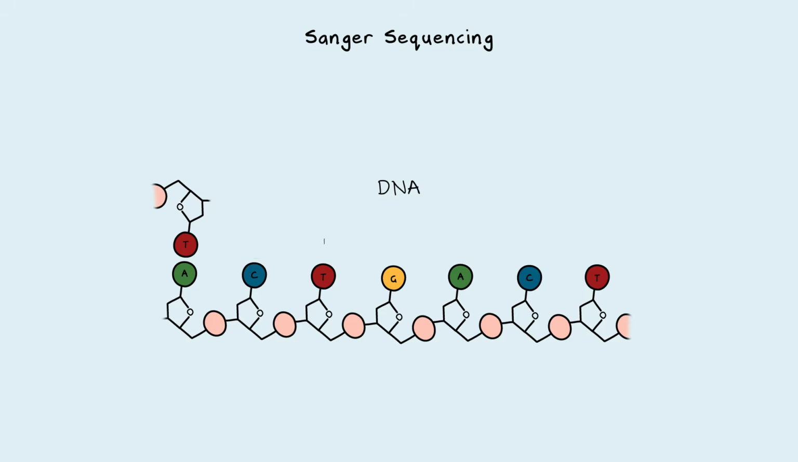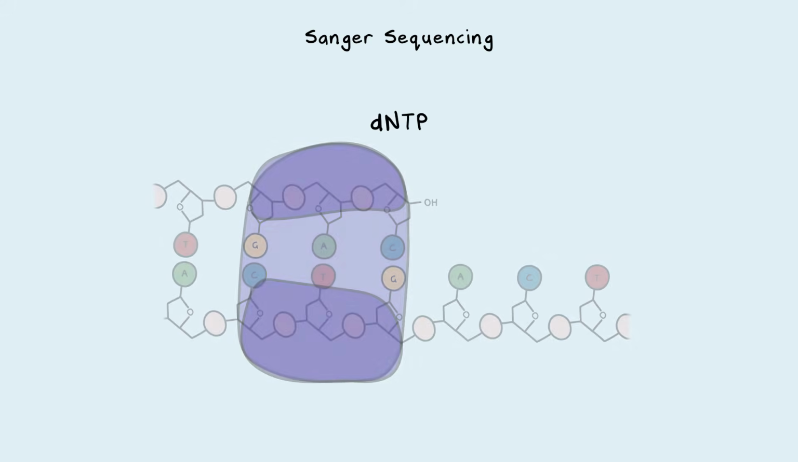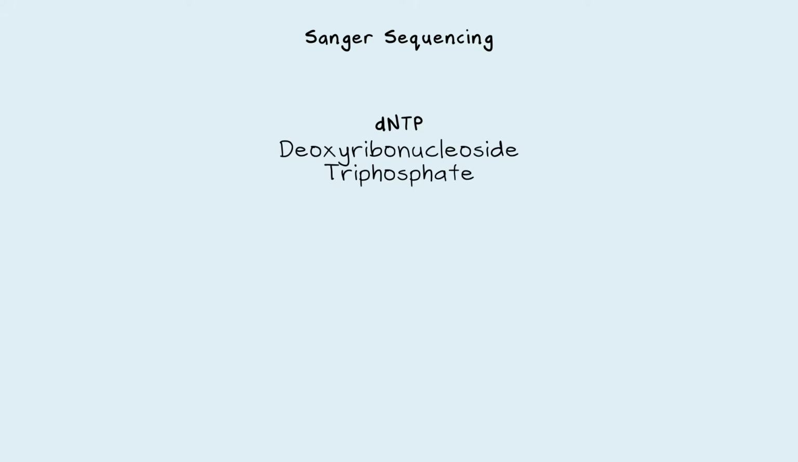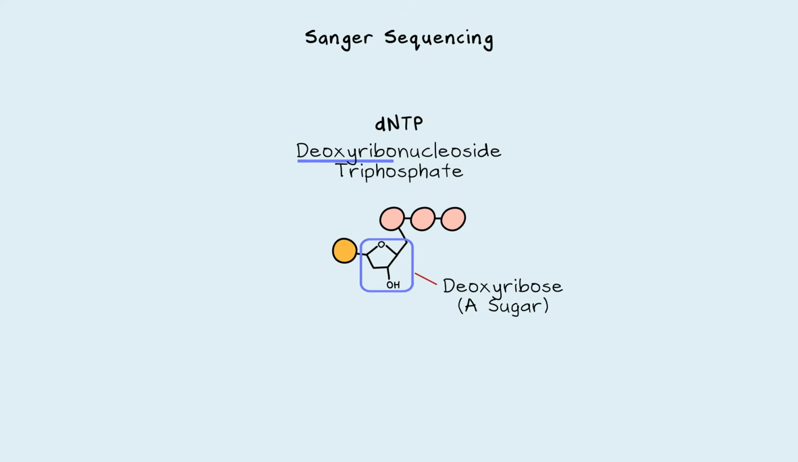DNA is made up of a chain of 4 different nucleotides called dNTPs. To copy DNA and grow the DNA double strand, DNA polymerase adds a complementary nucleotide. dNTP stands for deoxyribonucleoside triphosphate. A closer look at its structure shows that a dNTP is one deoxyribose, a base, and a triphosphate.